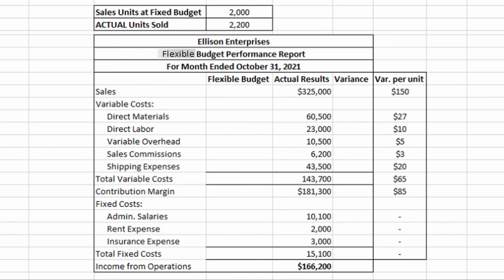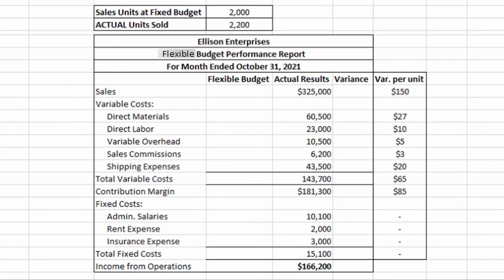So I have now discarded our fixed budget because it's really of no use to us anymore, and have brought back the actual results, which you can see here. I have the variable amounts per unit off to the side, and I have left a column here for the flexible budget, which we will now calculate. We will also get to calculating variances, but I won't talk about that yet until we have finished the flexible budget.